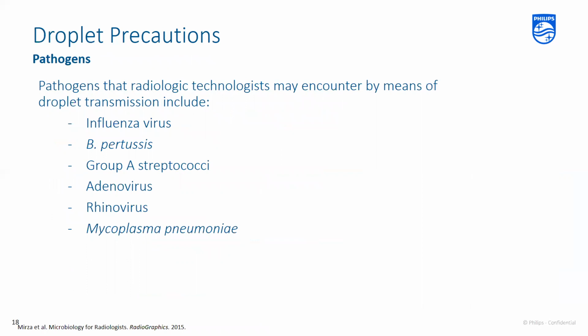Common pathogens that patients may have which require droplet precautions include influenza, B. pertussis or whooping cough, strep, adenovirus, rhinovirus, and mycoplasma pneumoniae, which is commonly referred to as walking pneumonia.